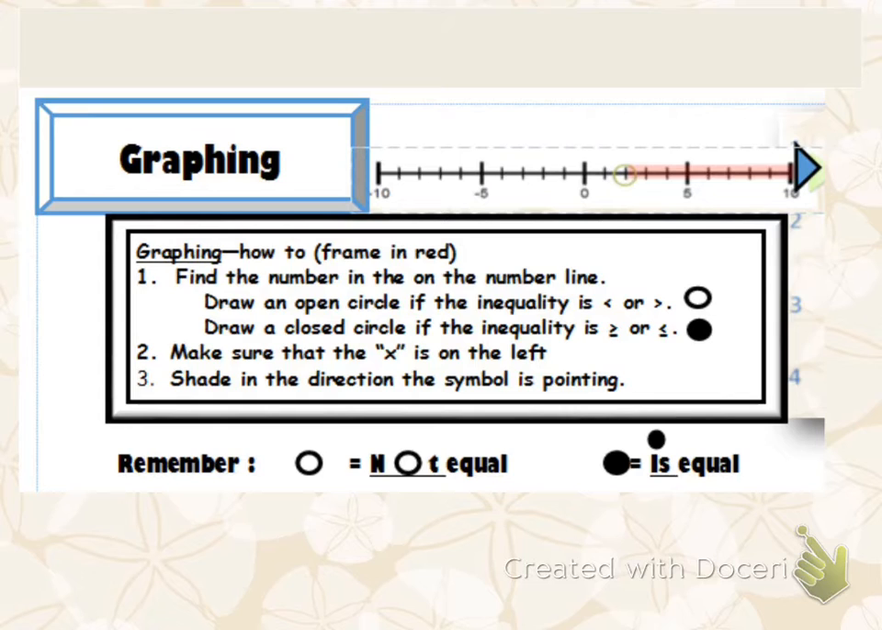Now, anybody have an idea? This is important, and I want you to get this idea. Why would we put an open circle if it's greater than or less than? And why would we put a closed circle on that number if it has an equal sign down below? What do you think that might mean? I'll give you a hint. It means it includes something.